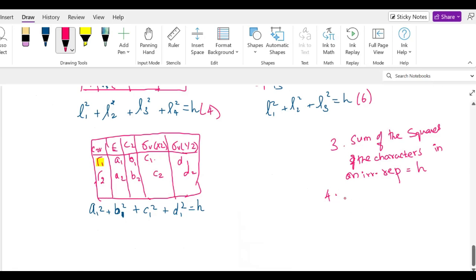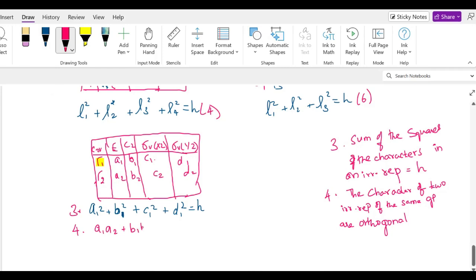So what is the fourth rule? The characters of two irreducible representations belonging to the same group are orthogonal, that is, equivalent to 0. So this is the third rule, and the fourth rule is A1 times A2 plus B1 times B2 plus C1 times C2 plus D1 times D2, which should be equivalent to 0. So this is what the fourth rule says. By using this fourth rule, we would be able to evaluate the characters of the other irreducible representations.